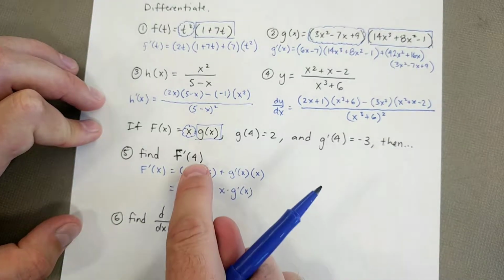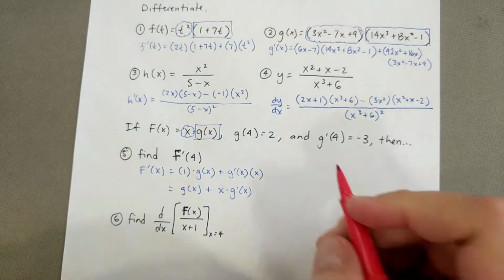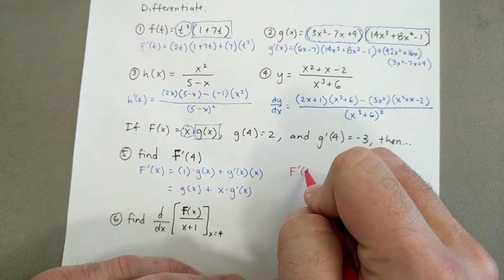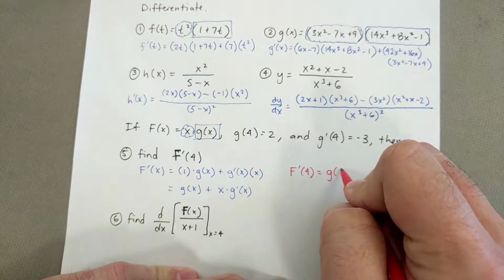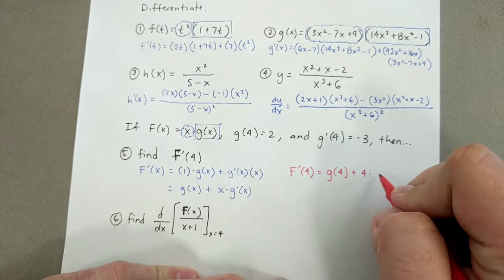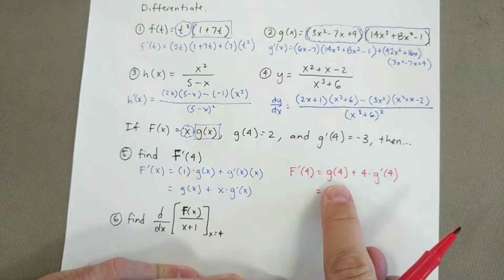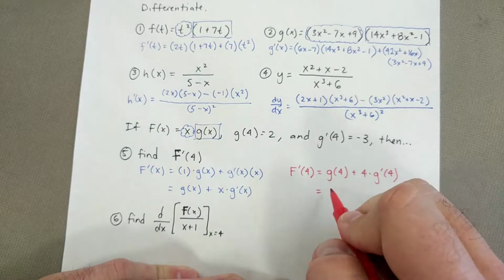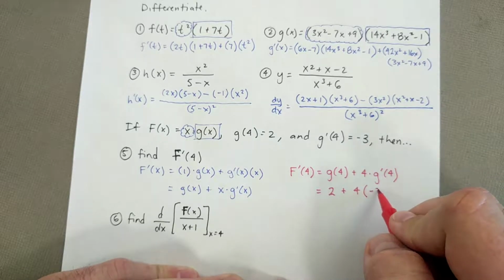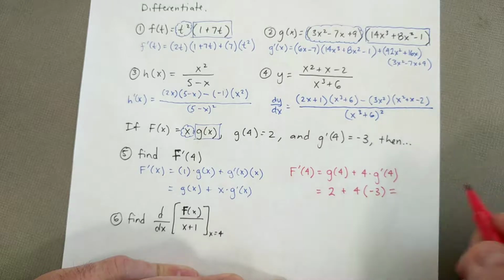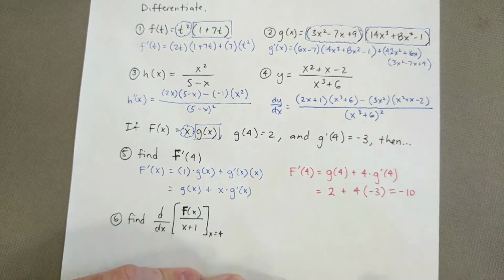All right, so now we're going to plug in 4. So let's do that. Switching colors here. So we want to find now f prime of 4. Since I've got the formula here, I'll go ahead and just plug it in. So g of 4 plus 4 times g prime of 4. Well, that's where we get this info from the problem here. So we get 2 plus 4 times, and that's -3, the derivative there. So what does that end up being? -10? Cool. And there you have it.